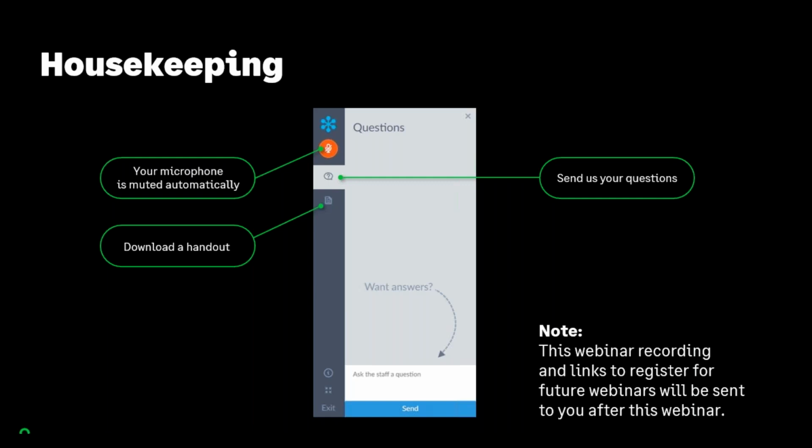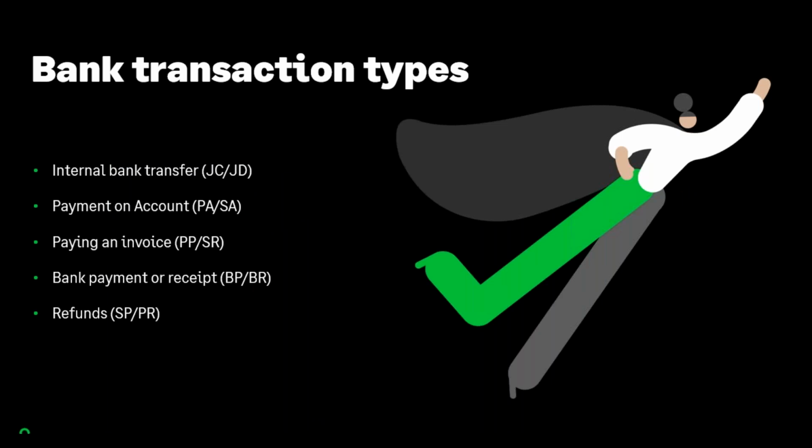So here we go. First off, I said we're going to be looking at bank transaction types, so that's what we'll look at. This is just a few. This isn't the exhaustive list. This is essentially the main list that you may find yourself using.